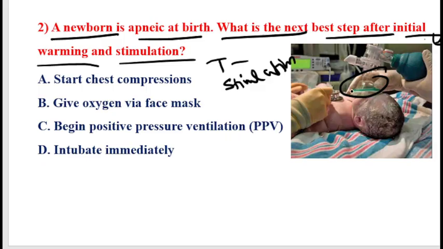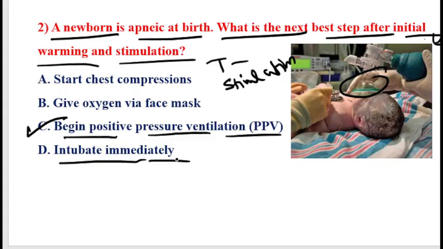Okay, so the next step after initial warming and stimulation is to begin positive pressure ventilation. Intubation is not done initially; it is done later, once successful resuscitation is done, before the baby is shifted to the NICU. So the next step after warming and stimulation is positive pressure ventilation, and we have to continuously monitor the heart rate of the baby.